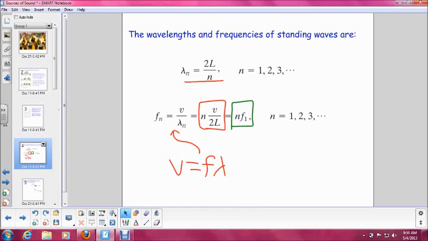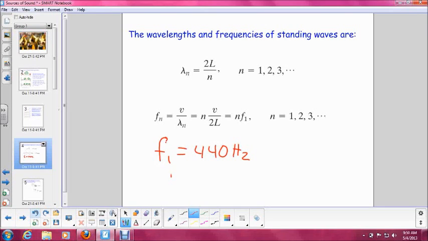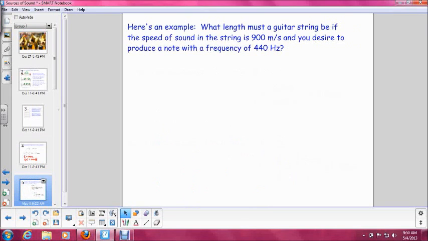So if, let's say, you have a fundamental frequency, f1 is equal to 440 hertz. And I want to know what is f3. All you have to do is take 440 and multiply by 3, and you will find your answer. So let's do an example.